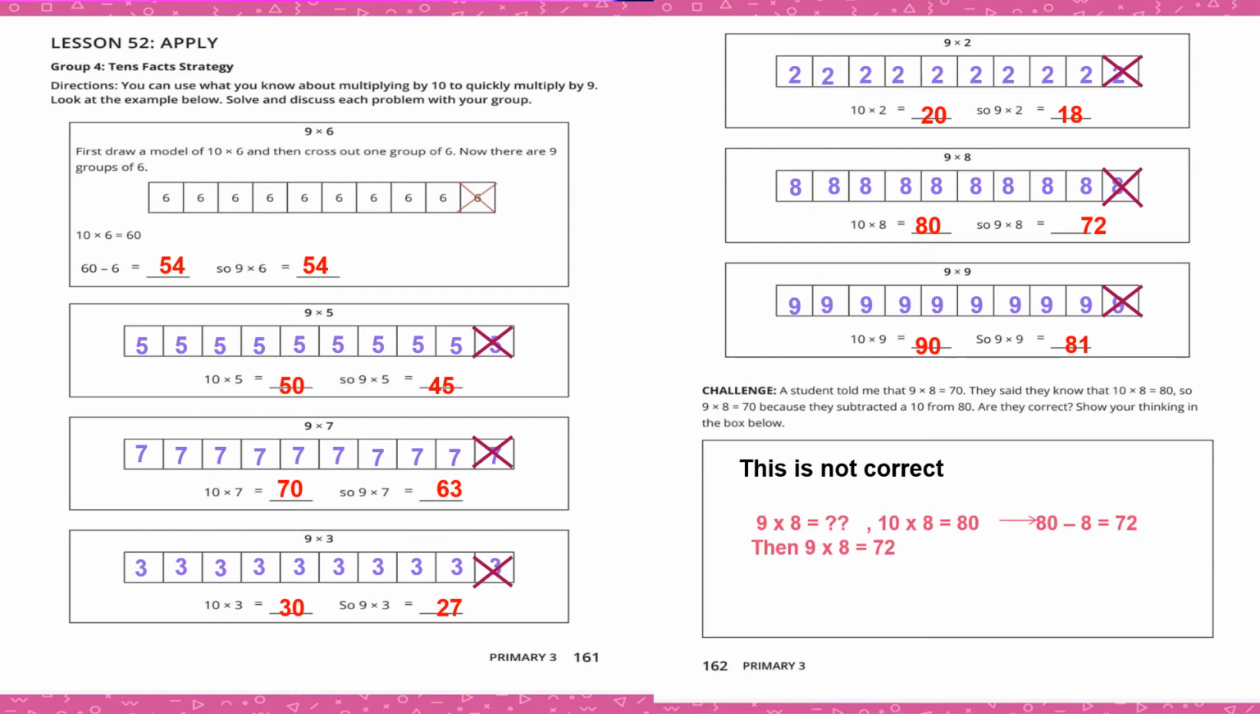This is not correct. Okay, why? Because 9 times 8, we will use table 10 to get this result. So 10 times 8 equals 80. Don't forget to cancel one group of 8. It means 80 minus 8 equals 72, not 70. So 9 times 8 equals 72.